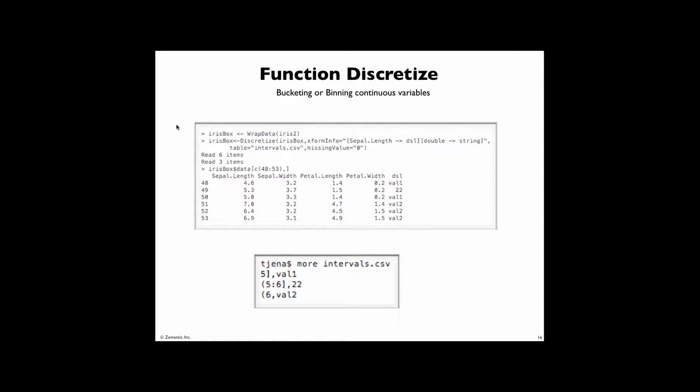So like last time, once we do it, I show the data field this time, and you can see there's a fifth data column, DSL, in the data attribute, and here are the new values. You can see that, for example, the first line, sepal.length is 4.6. 4.6 is between minus infinity and 5. So correctly, it is given the string value val1, and so on. All right, so that's discretize.